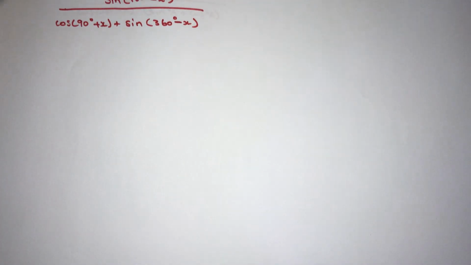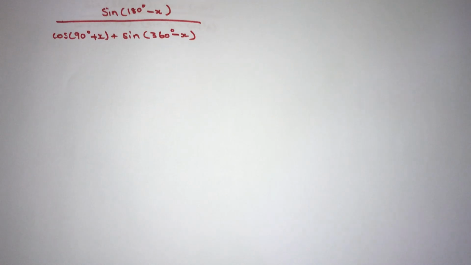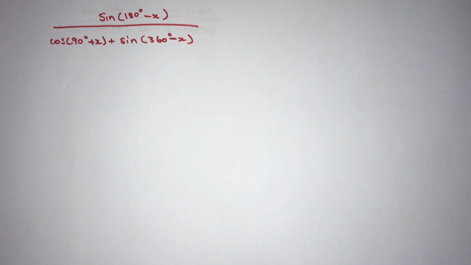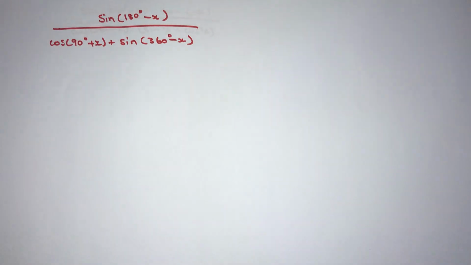You can pause the video and try the question out. We're still simplifying. We have the sine of 180 minus x divided by cos of 90 plus x, plus sine of 360 minus x. So let's start.